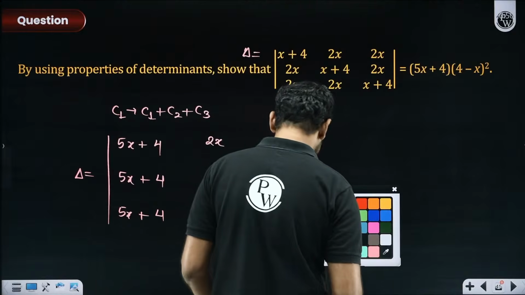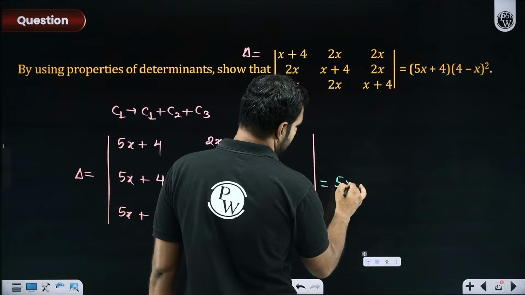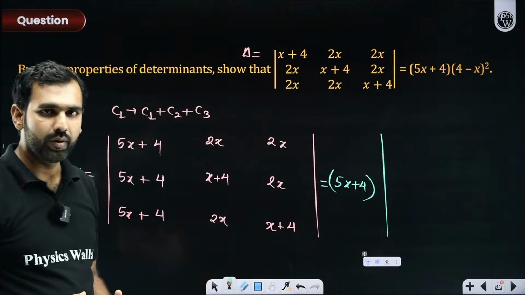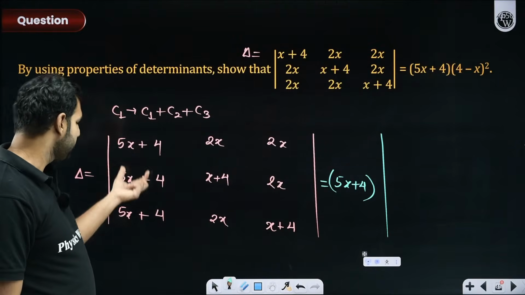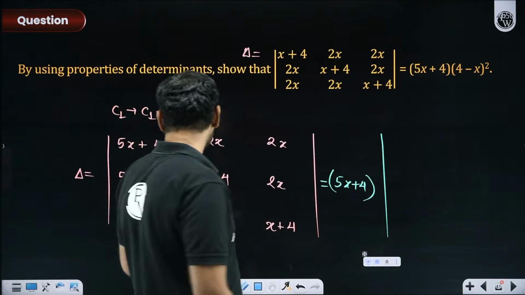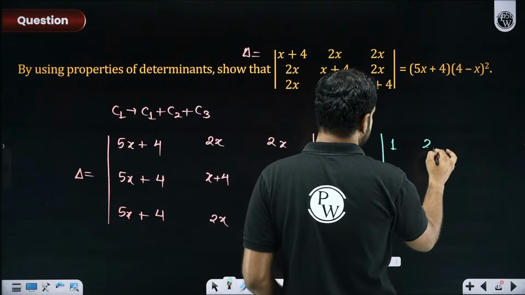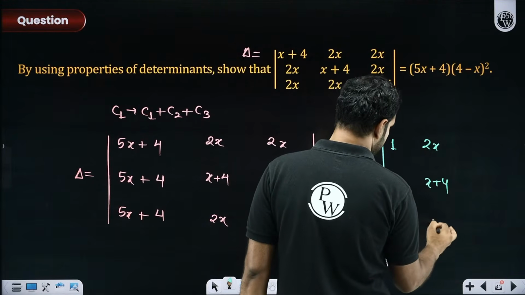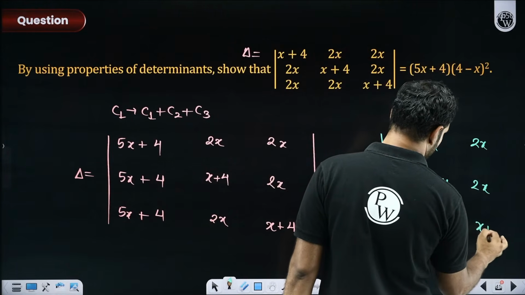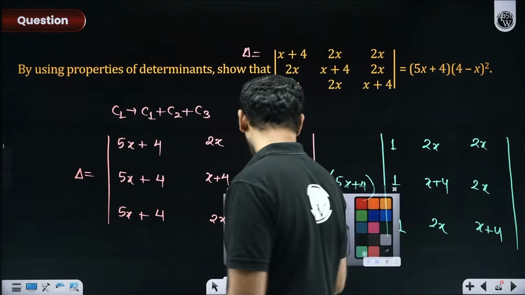With this, can we take this 5x plus 4 common from here? I hope you remember I can take a certain value common from any row or any column. So 5x plus 4 I'm seeing in the first column, so I can take that common. In determinants, it is allowed. With that, the first column gives you 1, 1, 1. The second column stays as 2x, x plus 4, 2x. And the third column stays as 2x, 2x, and x plus 4. Everybody with me so far? I hope no confusion on whatever is done.